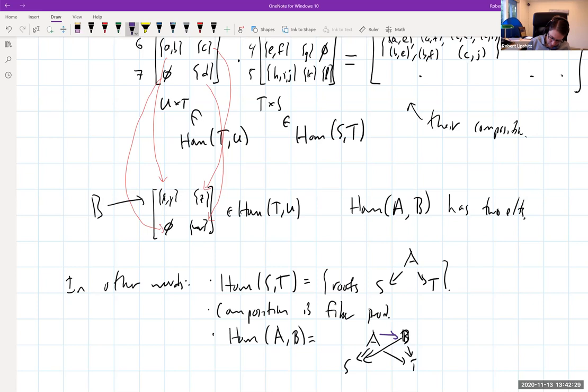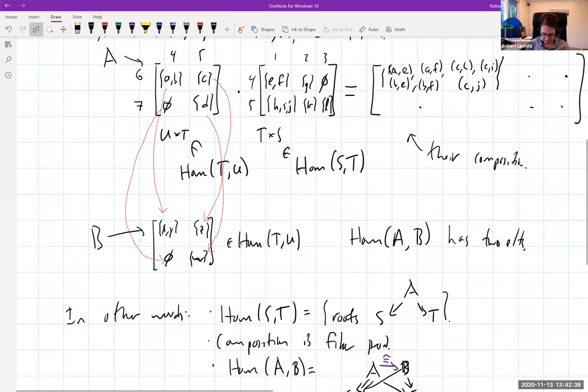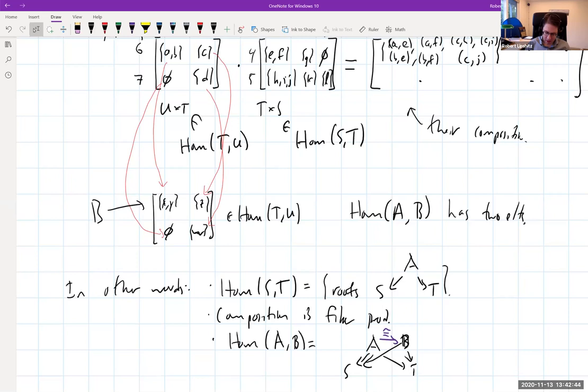Thanks. More questions or things I should have said? So there seems to be some sort of additive structure, because given two roofs of the same S and T, you can take their union. Yeah. That's right. There's also a matrix addition. I think I'm not going to use that, but that's right.